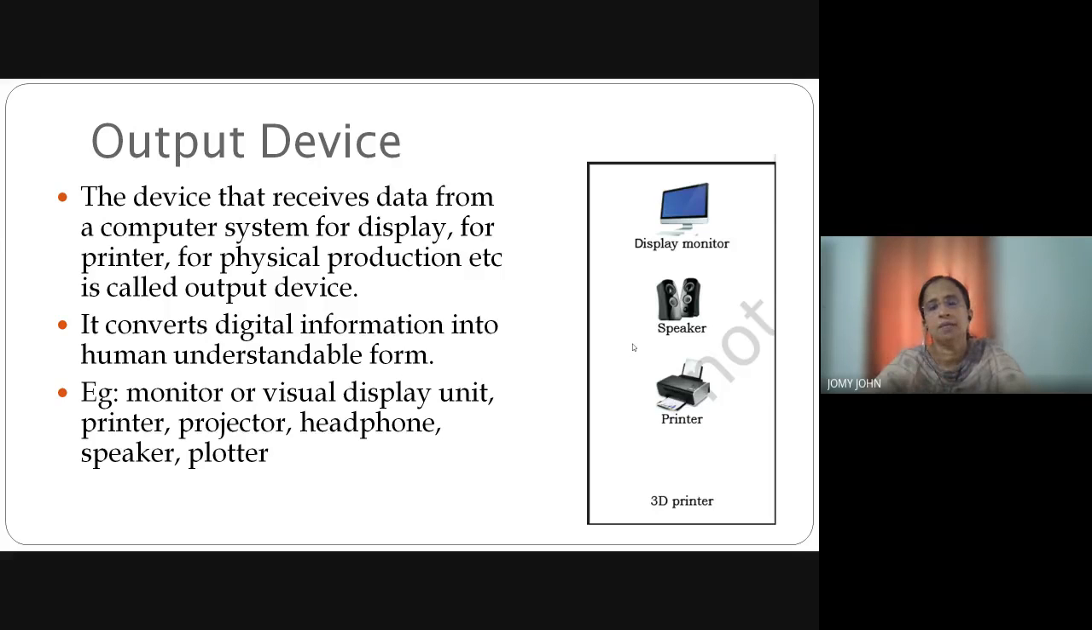We are seeing something on the monitor. It is a result produced by the computer system. Suppose we are getting the output through a speaker. The digital information is converted into audio signals to be produced through the speaker. So whatever the output device is demanding, it is the duty of the output unit to convert it into the proper form.